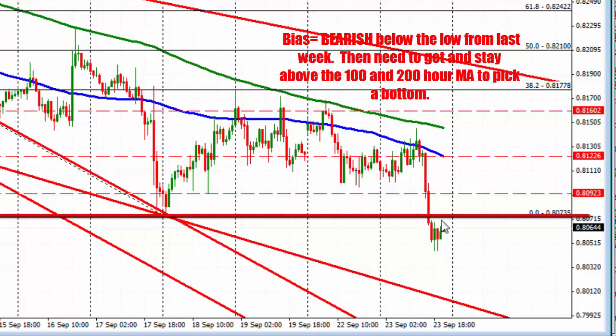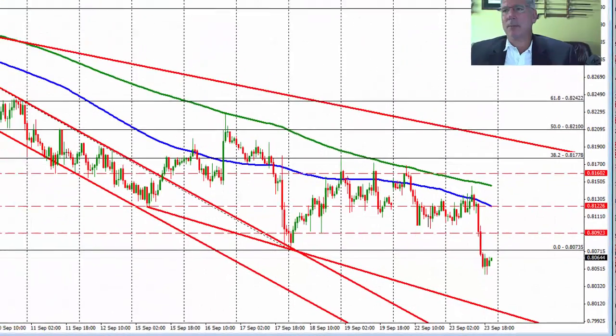If you're short here, you probably don't want to see the price move back above the previous low from last week. Those types of little breaks to the downside and moves back above the old low tend to lead to short covering to the top side.